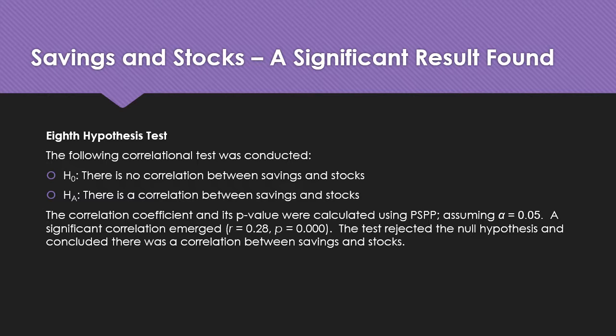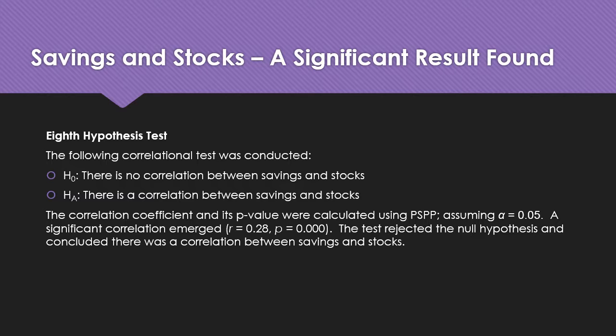The null hypothesis was that there was no correlation between people's savings and the stocks they own, and the alternative was that there is a correlation between savings and stocks. I think it's kind of common sense that there probably would be. Again, we have a near perfect p-value. There's no chance that these correlations are coincidental.